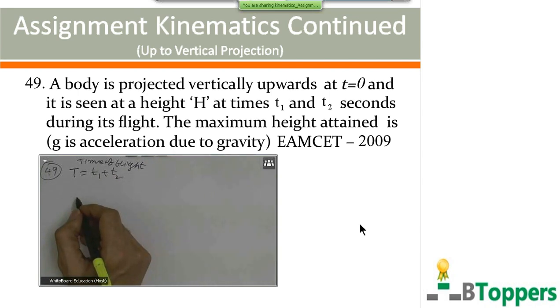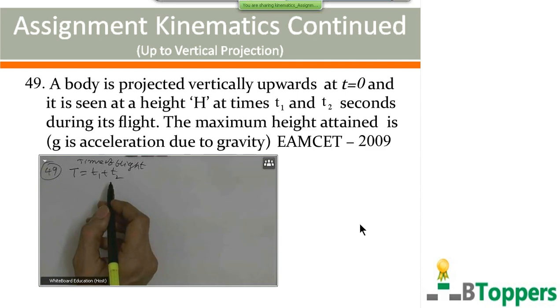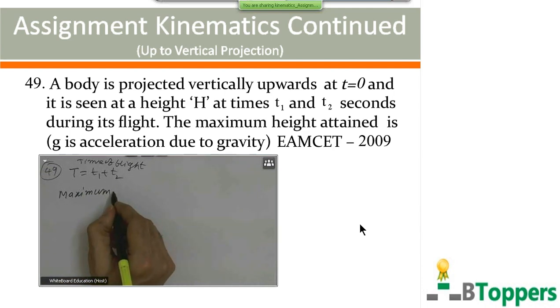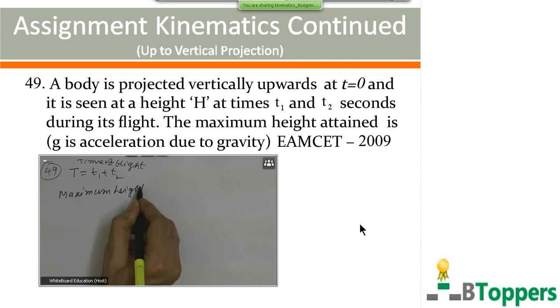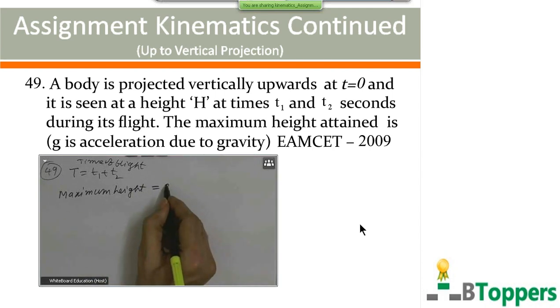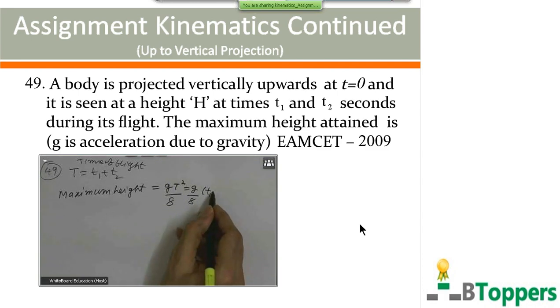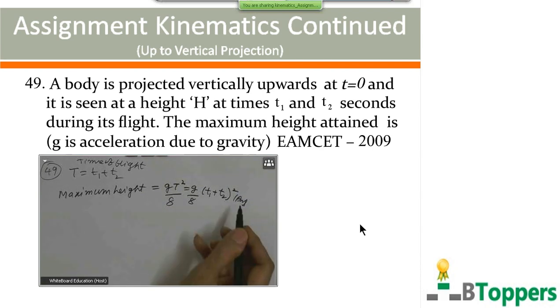The body is found at the same point P, or means at the same height above the point of projection, at the instant of time t equal t1 seconds, and again at t equal t2 seconds respectively after projection. And the time of flight is given by t1 plus t2. And I have also discussed that the maximum height reached above the point of projection in terms of time of flight is given by g t square by 8. That will be g by 8 into t1 plus t2 whole square. That's the answer for the question.